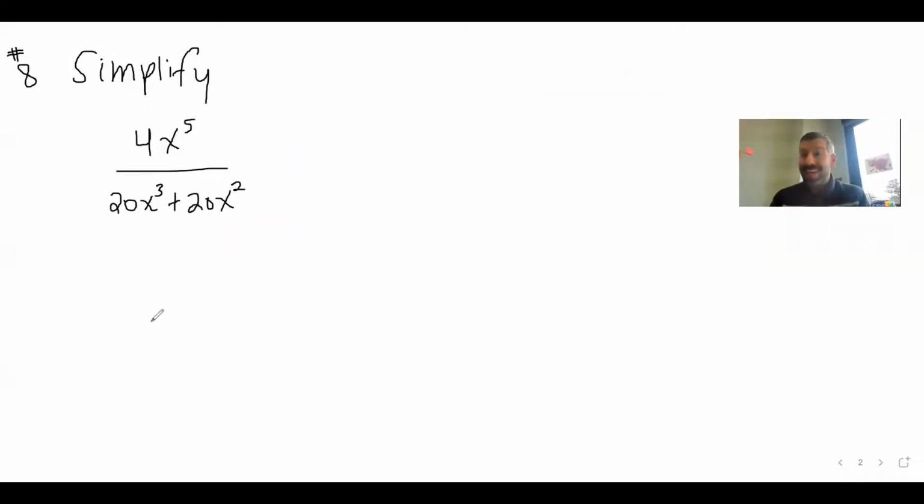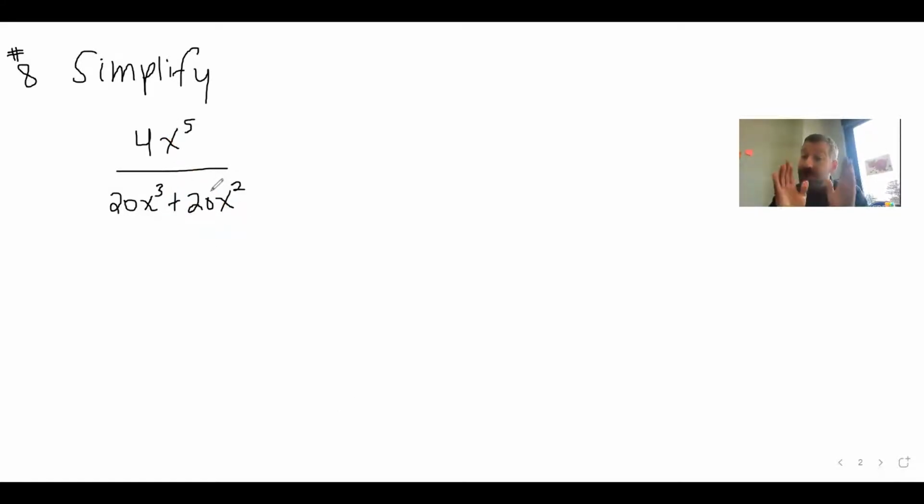All right, number 8. Number 8, slightly different. Here we go. We got a monomial, one term on top, two terms on bottom. All right, we might be tempted just to cancel out these x's, but we can see that there's a plus sign down here that's blocking us from being able to do anything like cancel out those x's. We can't do that yet.